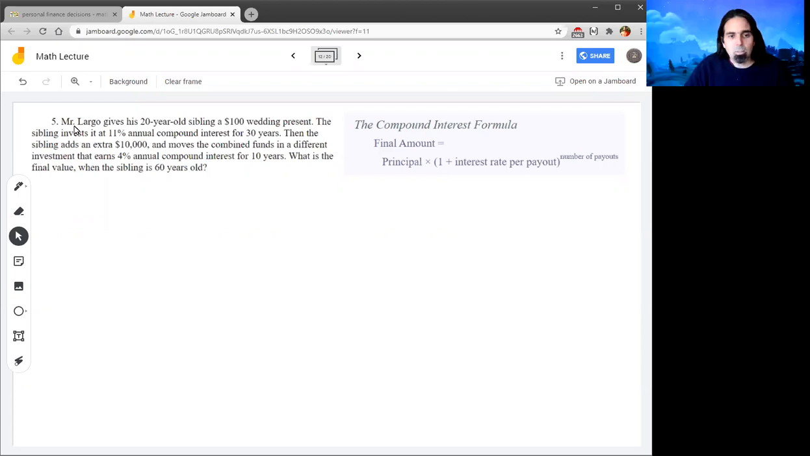As a last example, let's start homework 5, which is a bit tricky. Mr. Largo is giving somebody a $100 wedding present, and they managed to invest it at 11% annual compound interest for 30 years, and then something happens. So for now, we are going to ignore all of that other stuff. Don't worry about the rest of the problem yet.